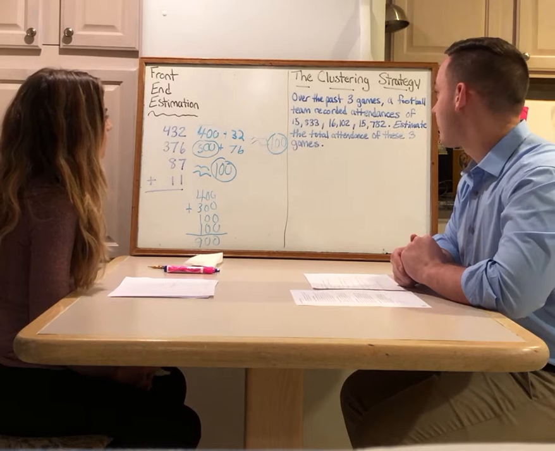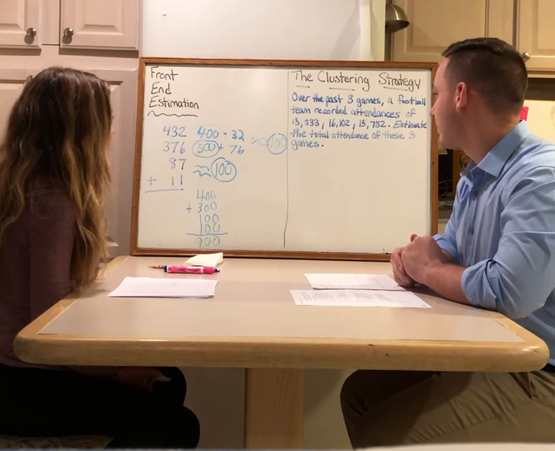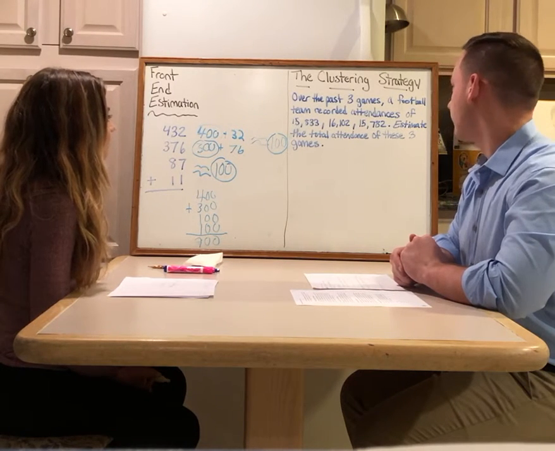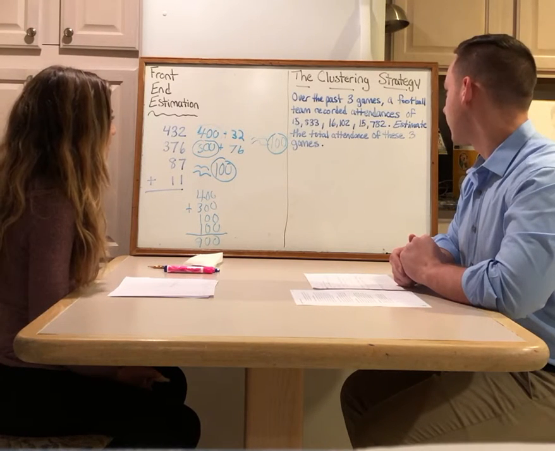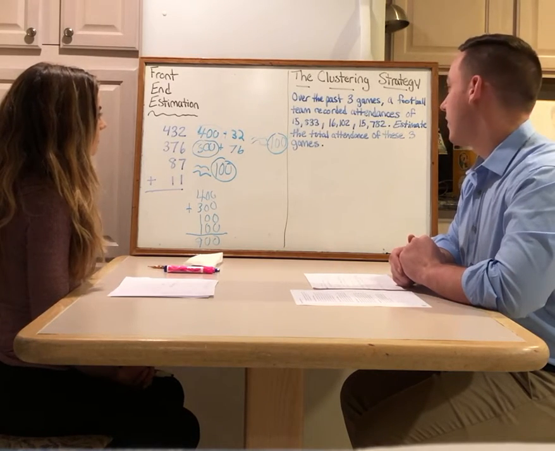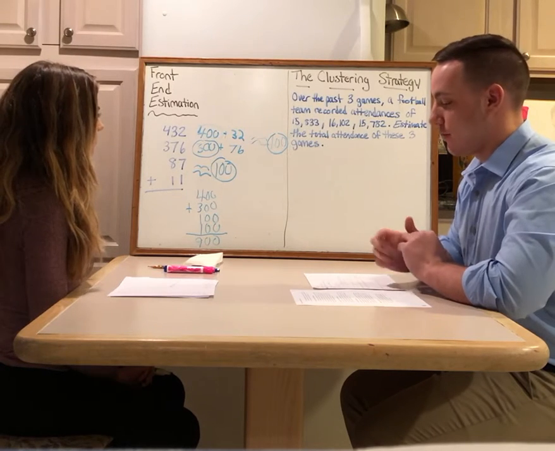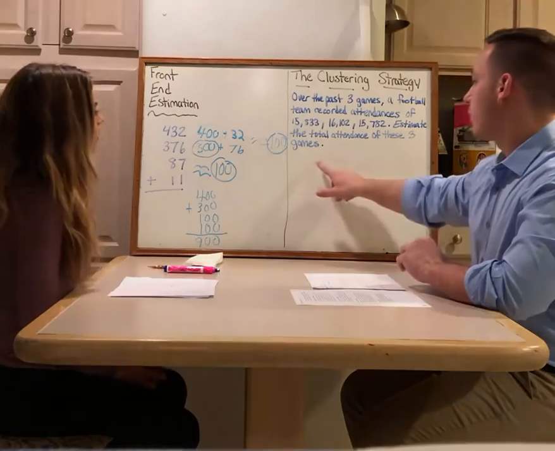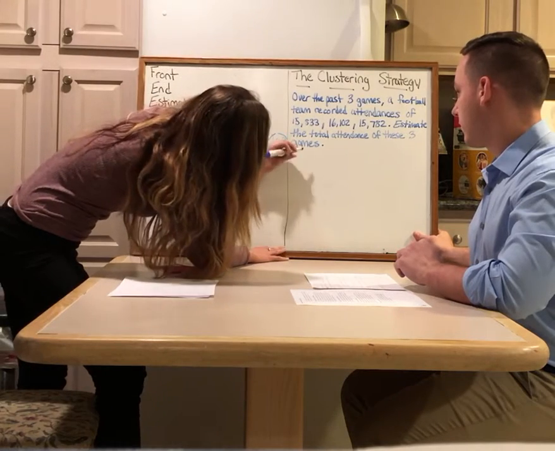Over the past 3 games, a football team recorded attendances of 15,833, 16,102, 15,782. Estimate the total attendance of these 3 games. Good. So all three of those numbers, 15,833, 16,102, and 15,782. What are all of those numbers right around? Around 16,000. Okay, so I'm going to have you write the number 16,000 right on the bottom there.